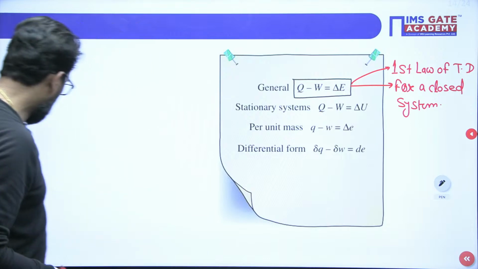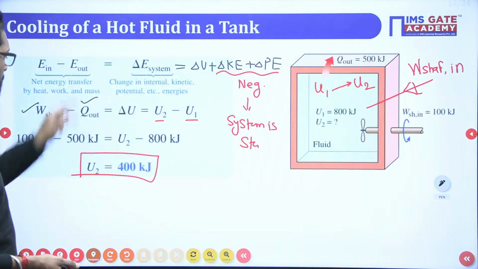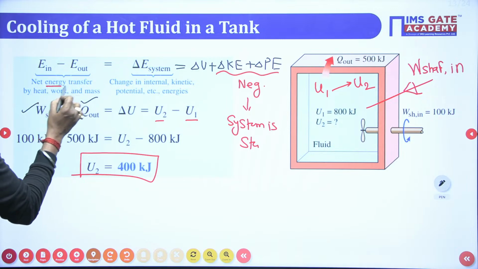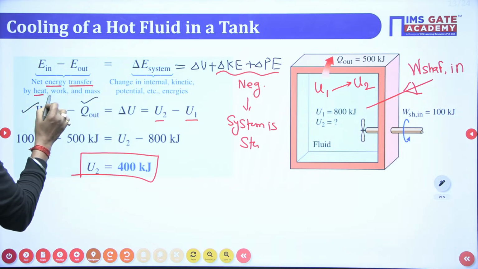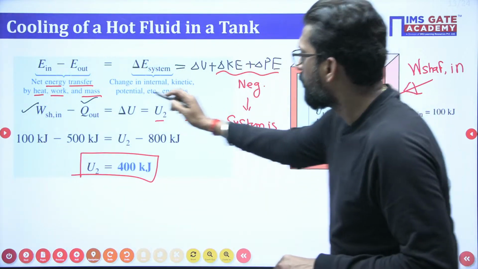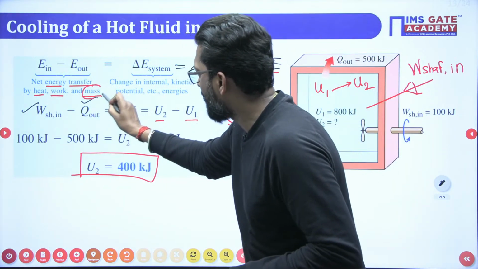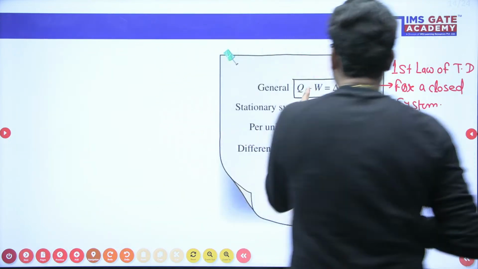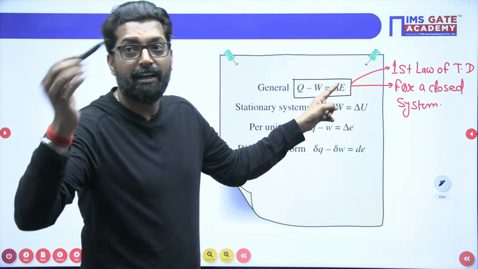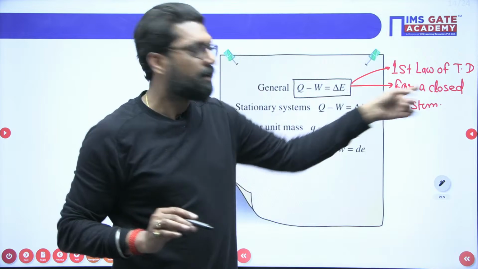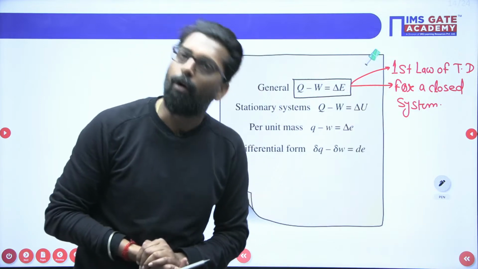Why? Because if you apply this first law equation initially, the energy in or out is energy transfer by heat, work and mass. So if there is no mass transfer, this equation is applicable for the closed system. So for this first equation Q minus W equal to delta E, what is the limitation? The limitation is, sir, this is the first law for the process. Number second, this is applicable for the closed system.